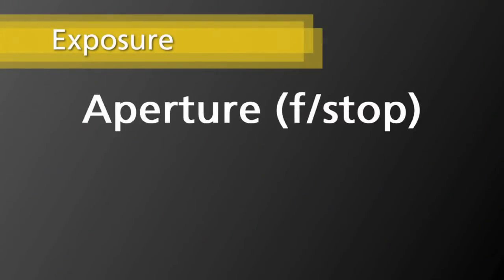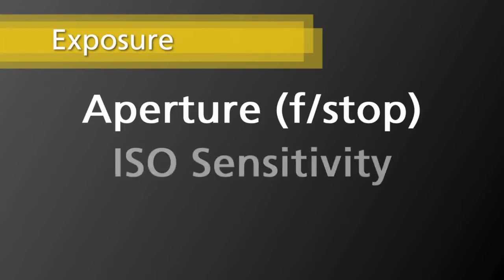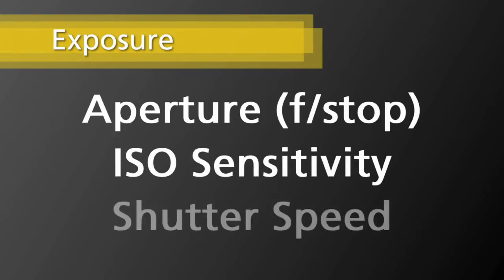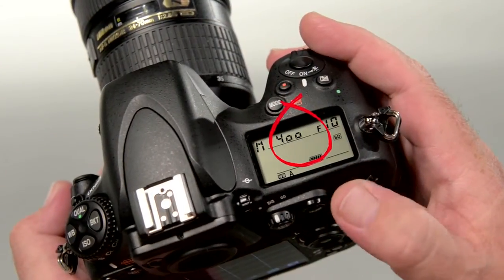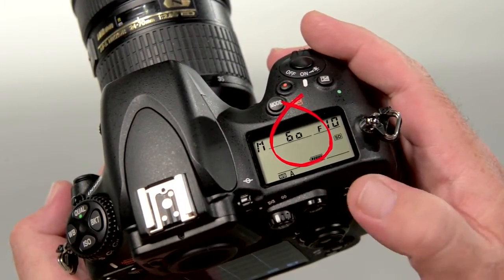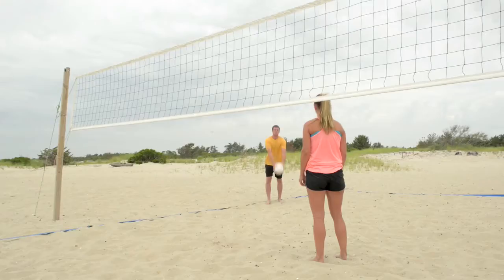There are three factors that affect exposure: aperture, your f-stop setting on the lens; ISO, the sensitivity of the image sensor in the camera; and shutter speed. Let me talk about shutter speed first. When a movie is shot at 30 frames per second, for example, each frame is a 1/30th of a second. So the slowest shutter speed you can select on this camera when shooting movies is a 1/30th of a second.